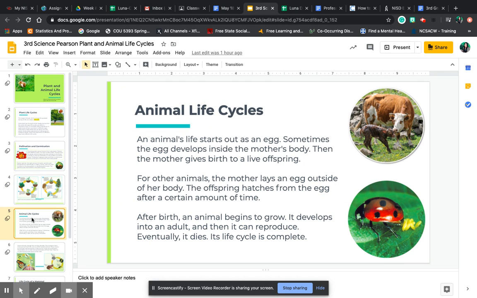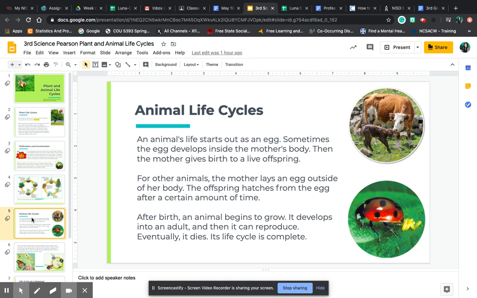And we're going to move on to animal life cycles. An animal's life starts out as an egg. Sometimes the egg develops inside the mother's body. Then the mother gives birth to a live offspring. For other animals, the mother lays an egg outside of her body. The offspring hatches from the egg after a certain amount of time.